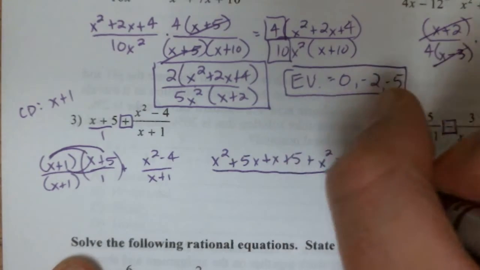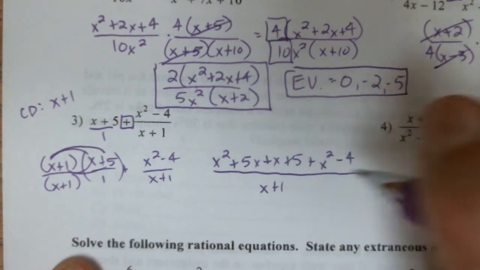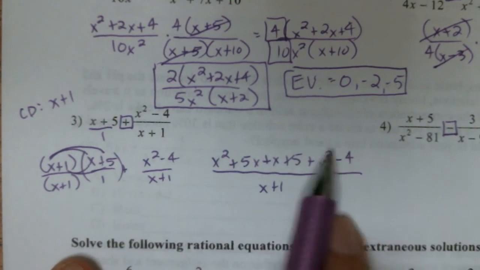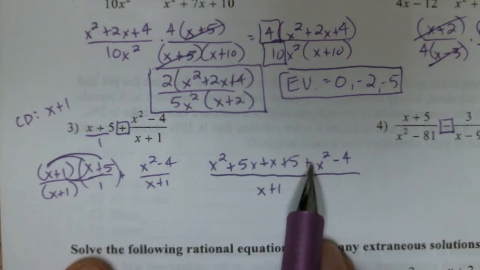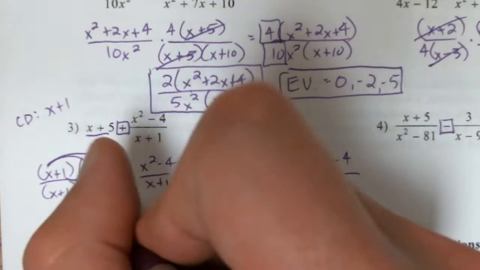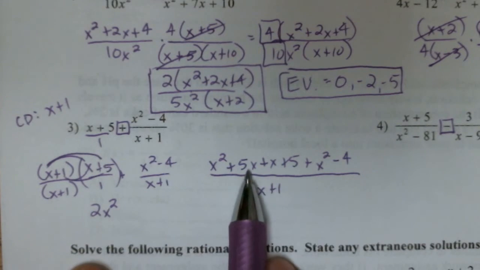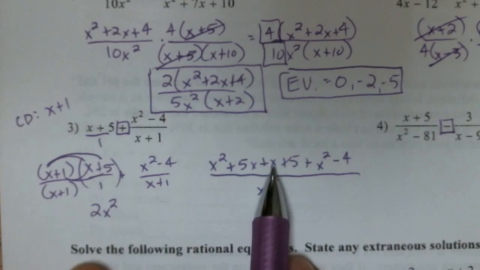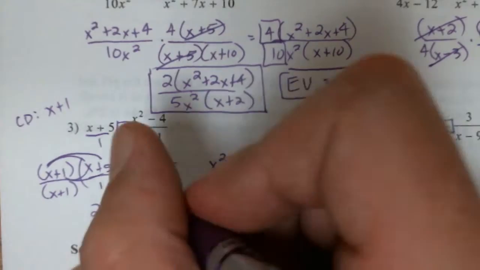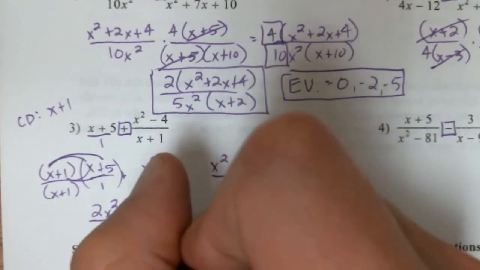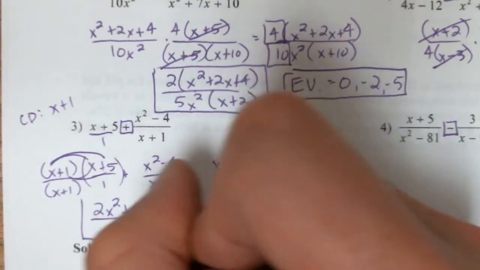And all of this is over my common denominator of what? x plus 1. Okay, so now I'm just going to simplify. This is just regular combining like terms. 1 apple plus 1 apple, x squared plus x squared, I've got 2 apples, 2x squared. I've got 5x, 5 grapes plus 1 grape is 6 grapes. And I've got 5 minus 4, which is plus 1, and all of that's over my common denominator of x plus 1.